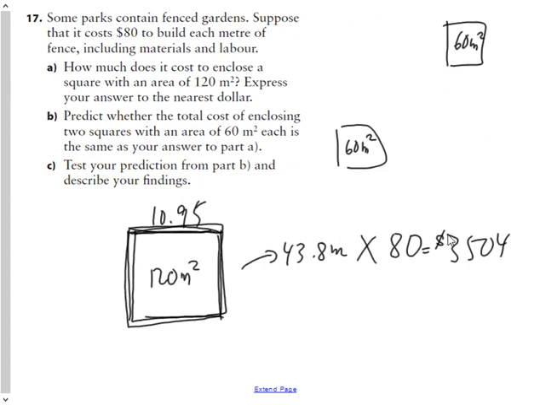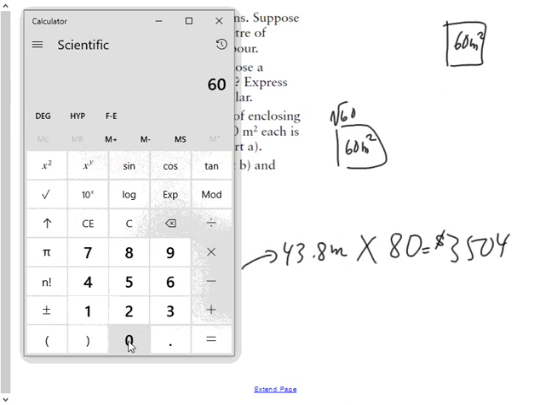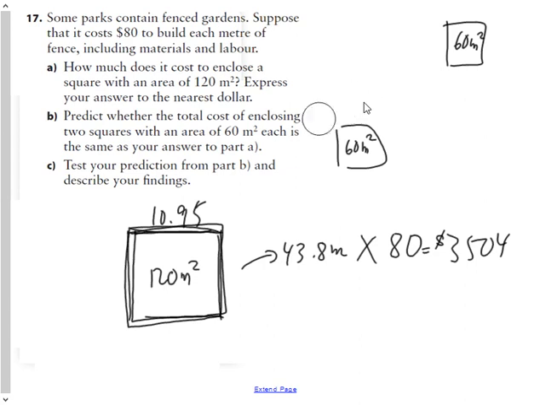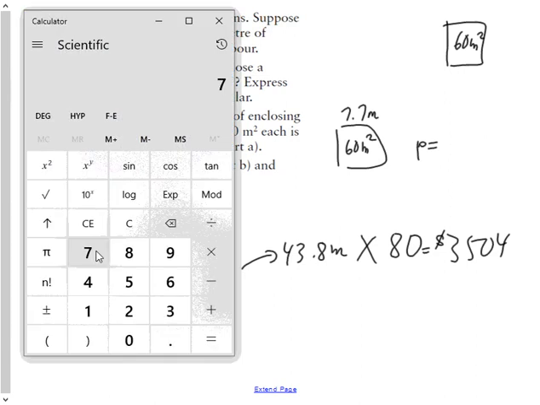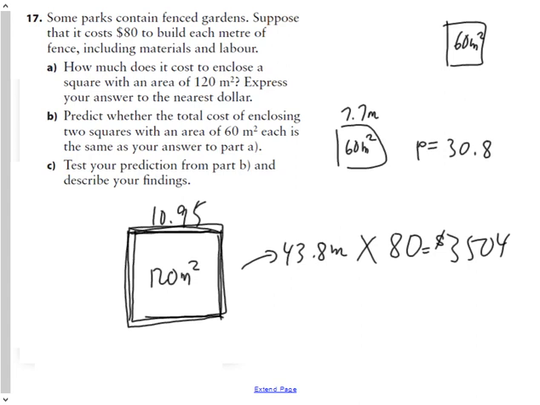So the area is 60 meters squared, so therefore the side length will be the square root of 60. Grab my calculator. What is the square root of 60? Probably 7.7. 7.74. So the side length of this particular enclosure will be 7.7 meters, roughly. And the perimeter will be all 4 of those added together, or 7.7 times 4. That's 30.8. So one 60 meter squared area will have 30.8 meters of fence. Remember, one 120 meter squared area had a perimeter of 43.8.